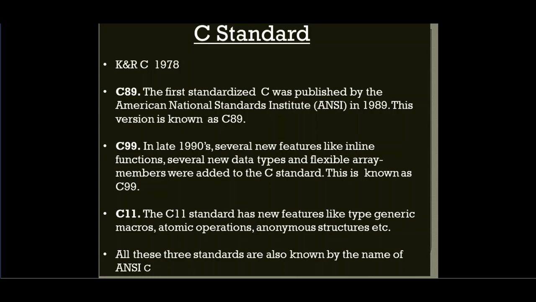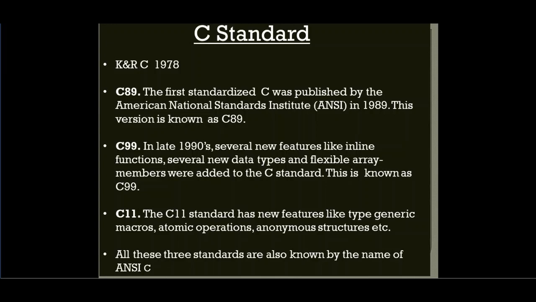Then comes C99. In the late 1990s, several new features like inline functions, several new data types, and flexible array members were added to the C standard. This is known as C99. So, C standard, C99. Okay, so we're going to look at what data types, arrays, etc. are in the next couple of tutorials.